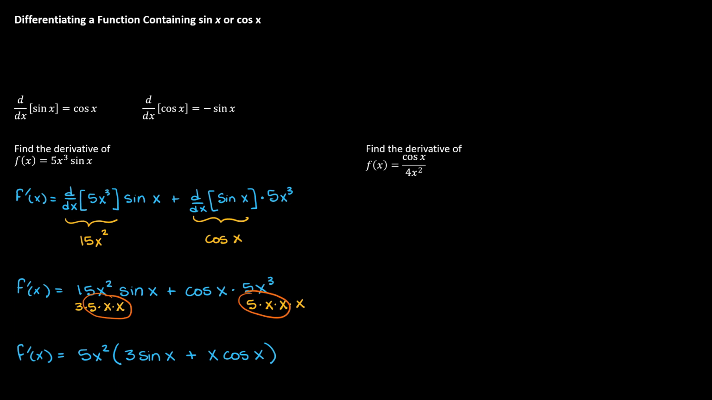So in that case, we needed a product rule with our rules for taking the derivative of a trig function like sine. Let's take a look at this next one. This function has cosine x divided by 4x squared. And if we know cosine x has a derivative which is negative sine x, then we can combine that fact with our quotient rule.